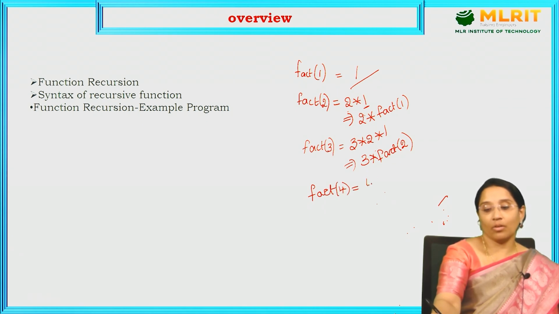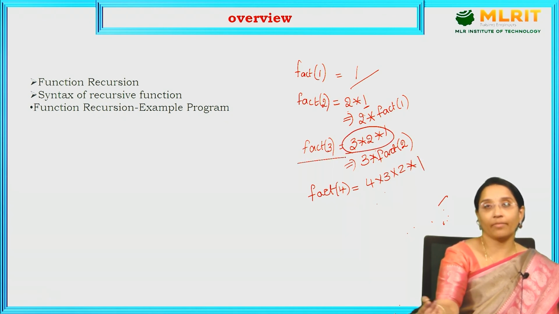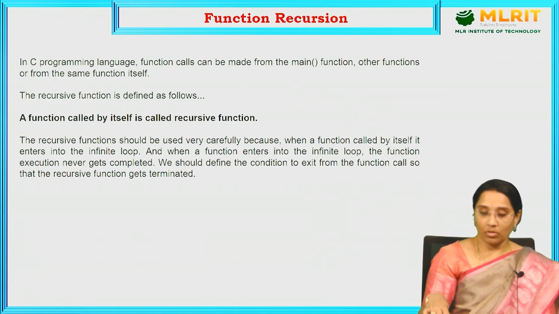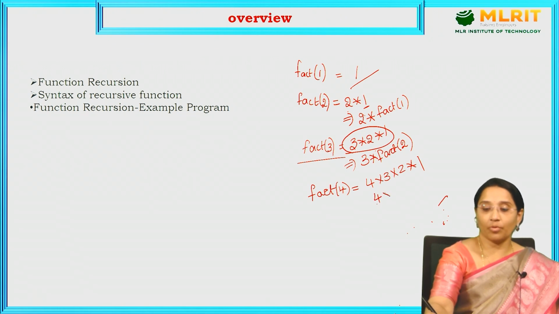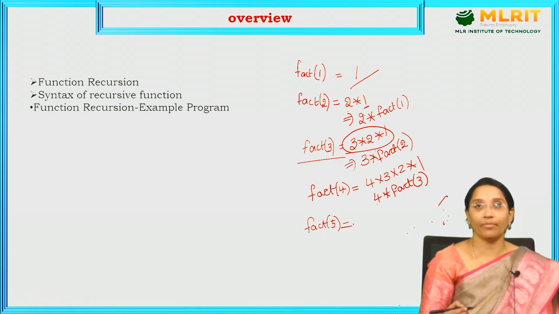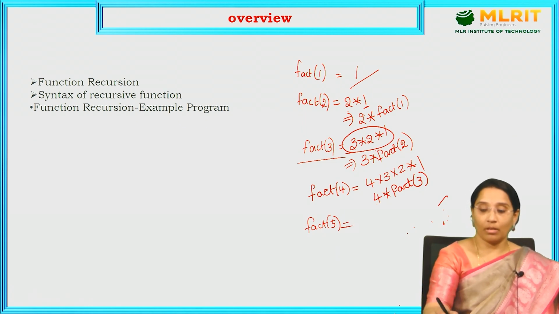it is 4 into 3 into 2 into 1. 3 into 2 into 1, we have taken it as fact of 3. So you can write like this: 4 into fact of 3. See, 4 into fact of 3. Fact of 3 is what? 3 into 2 into 1. And fact of 5, if I want to calculate 5 factorial, it is 5 into 4 into 3 into 2 into 1.